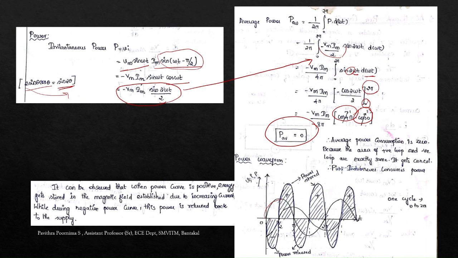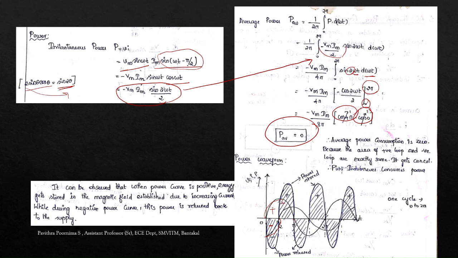So what about the voltage? This is the voltage curve which starts at 0 and this is the current. So voltage is positive, current is negative. Plus into minus, the power will be minus. So if the power is minus, then the meaning is power will be released in this cycle. And the next instant, pi by 2 to pi.